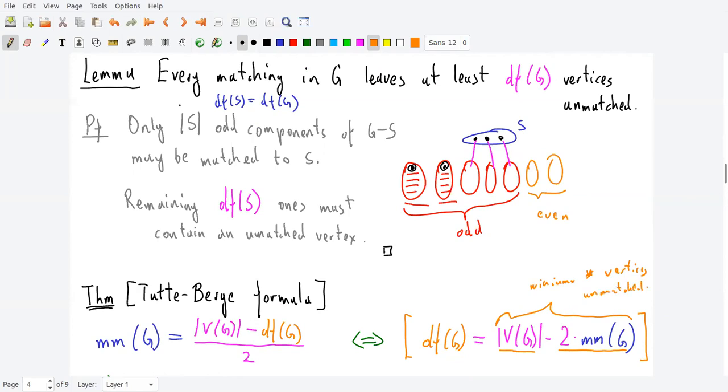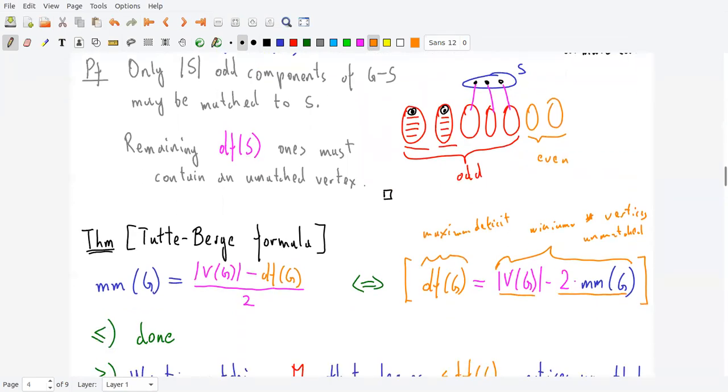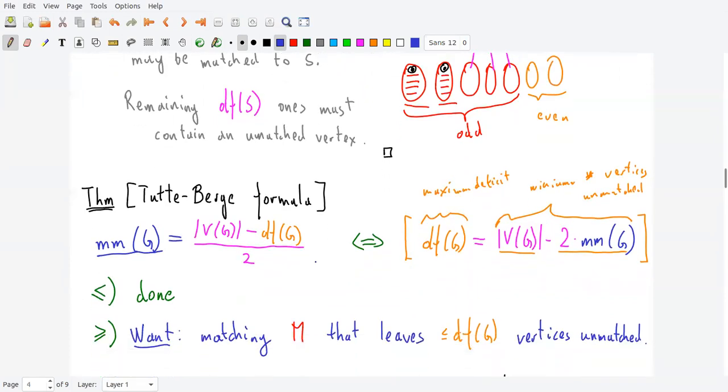Right, so if I've got a maximum matching, if I subtract twice the size of the maximum matching from the vertex count, I get the number of vertices unmatched. And here this is of course the maximum deficit. So this formula tells you that the maximum deficit is exactly the minimum possible number of vertices that you can leave unmatched. And if you do the maths, put the different pieces on different sides, you've got the original phrasing of the Tutte-Berge formula, which tells you the size of the maximum matching is n minus the deficit over two. Right? Yeah, so we are going now to prove this Tutte-Berge formula.